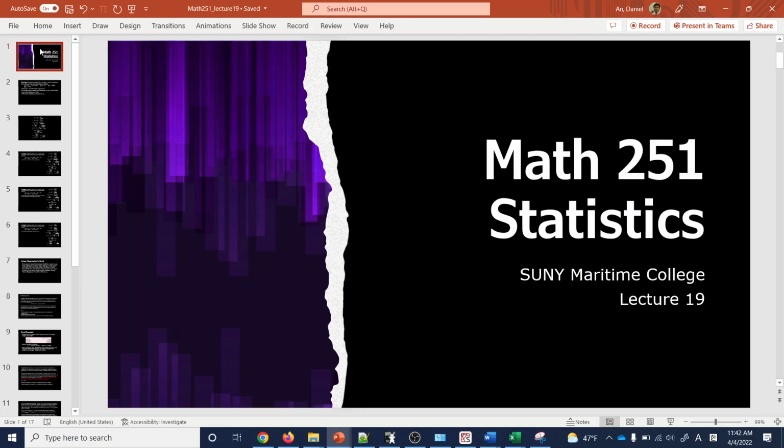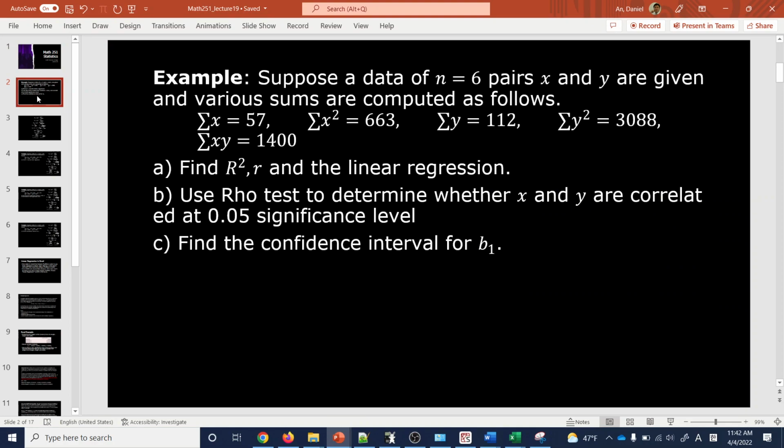Let's go. Lecture 19. I will start by solving a question that uses the formulas that we went over last time. In the last class, I was showing a lot of proofs, and therefore I didn't have time to do any examples. So here's the example question that was at the end of the handout.